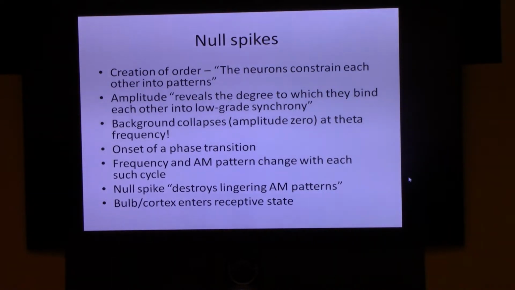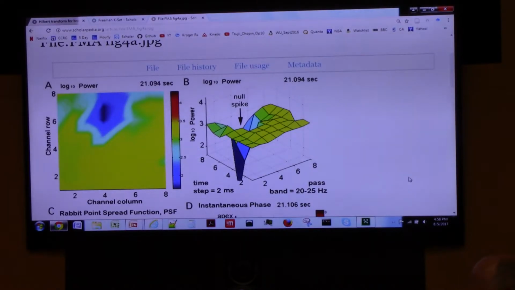He found, using the more advanced math, something called a null spike in the activity. And that's what I showed you over here when we went there. This is the activity at a particular moment in time, using a particular frequency band to filter the data. And actually, I think I show a slide showing that, so I'll come back to this in a moment.